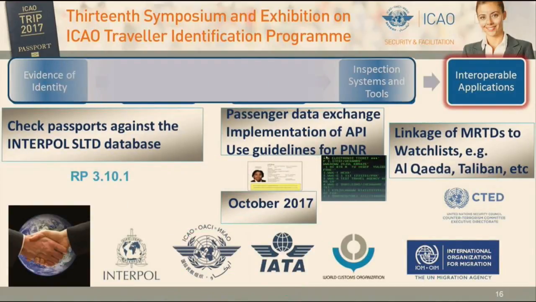Finally, the last element, to check passports against the Interpol SLTD database, which is a recommended practice. To implement, of course, the Advanced Passenger Information System, and to follow the guidelines for passenger name record, which are the guidelines issued by ICAO. And finally, to link the name on the MRTD to the different watch lists, such as Al-Qaeda and Taliban. And all that, of course, cannot be secured if we don't have international cooperation, as was mentioned by our Deputy Director this morning, Sylvain Lefoyer, between all international organizations involved, such as Interpol, IATA, IOM, and WCO.